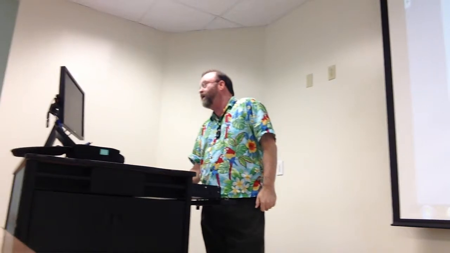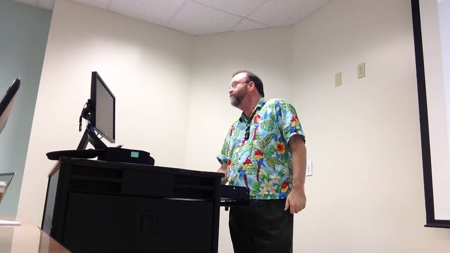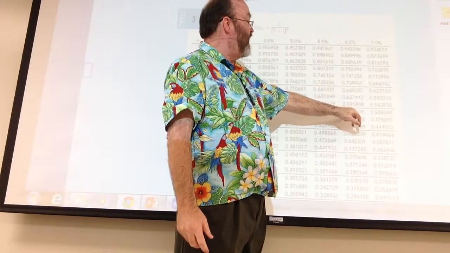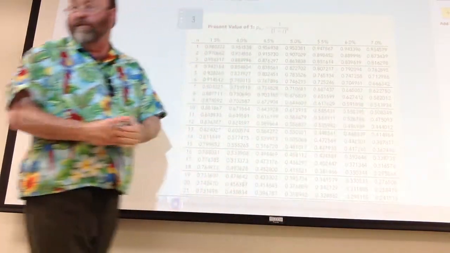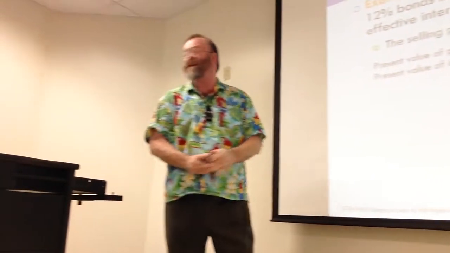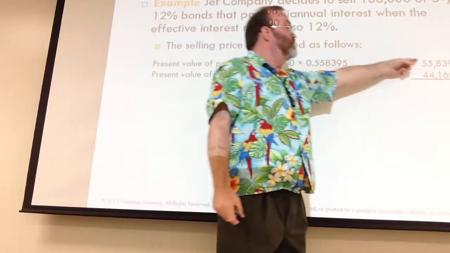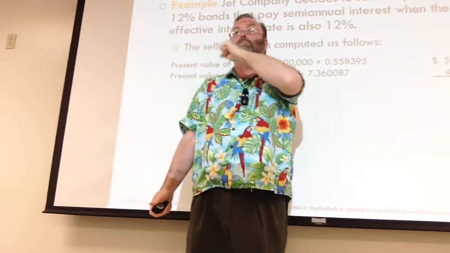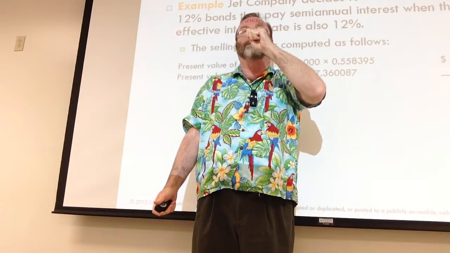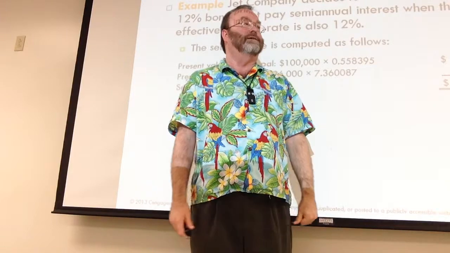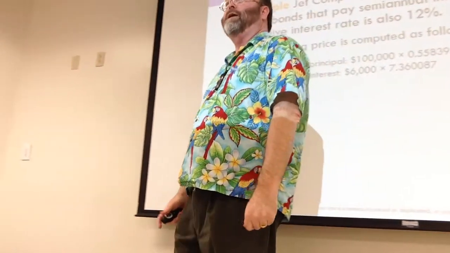All right, so let's go to table number 3 and get that payment. All right, so under 6, down to row 10, that's 0.558395. 0.558395 times the principal. Add those two together, and what are you going to get? Drum roll. Well, it's selling at par, so you're going to get exactly 100,000. All right?